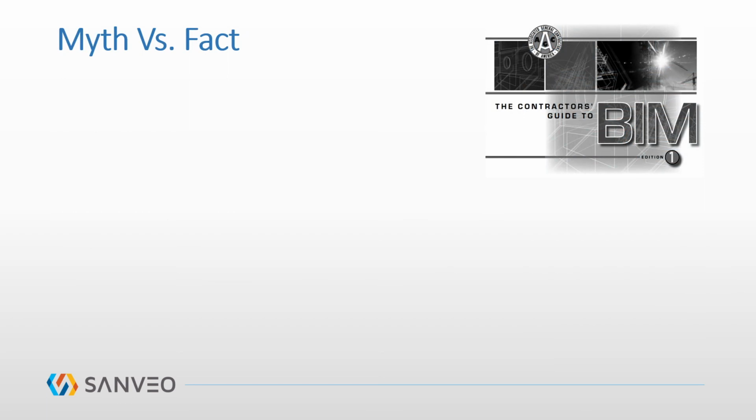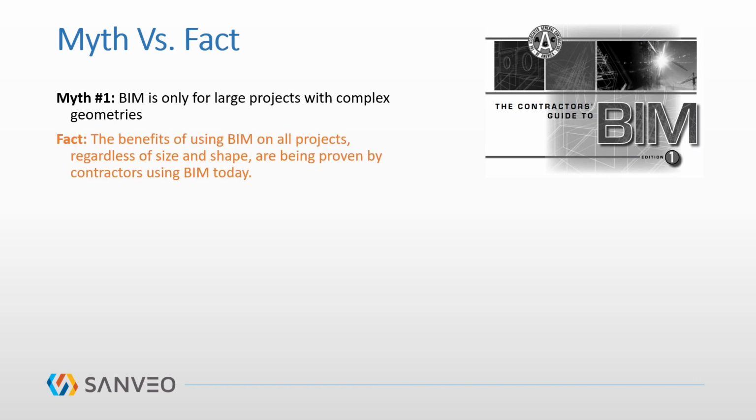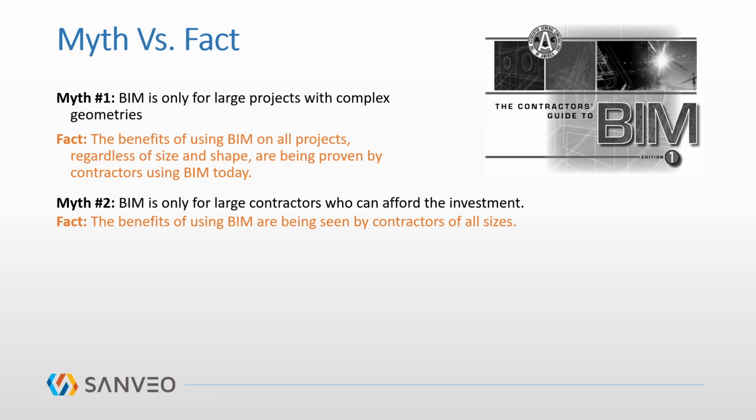There are many myths about BIM. Here are several that are very common. Myth number 1. BIM is only for large projects with complex geometries. This is not true. BIM is being used on all types of projects today, regardless of the shape and or size. Myth number 2. BIM is only for large contractors who can afford the investment. Again, not true. Contractors of all sizes are seeing the benefits of using BIM. Contractors large and small are being left behind if they refuse to adopt BIM.